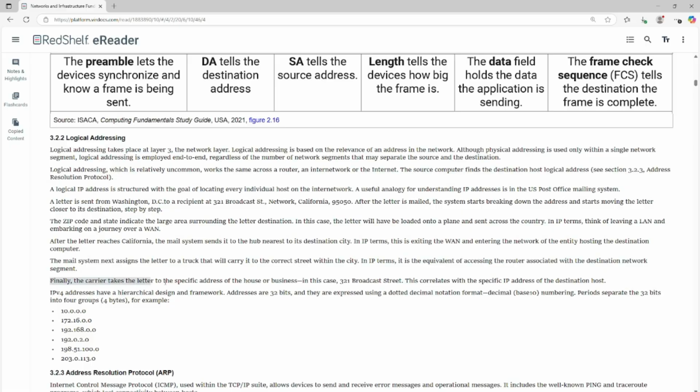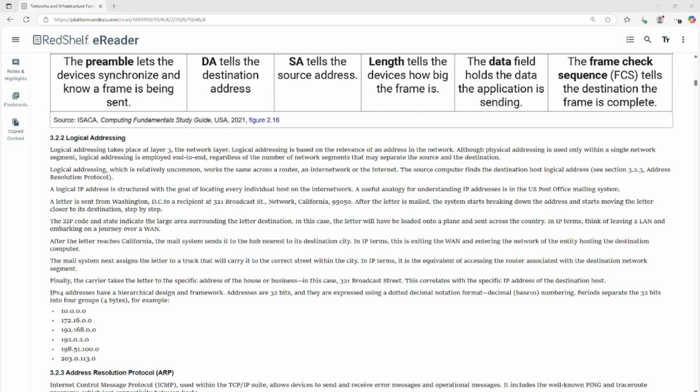Finally, the carrier takes the letter to the specific address of the house or business, in this case the house number and the street. This correlates with the specific IP address of the destination host.